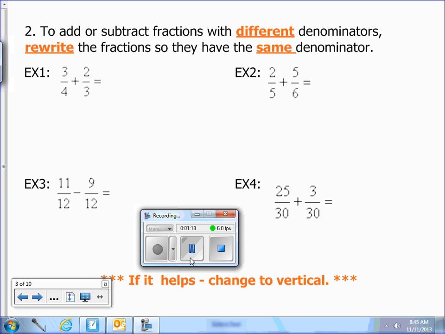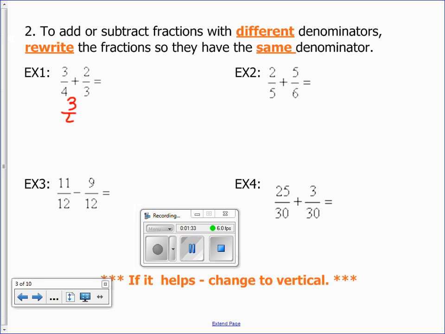So in example 1, we are going to find an LCD for these two fractions. Now, if it helps you to solve these at this time, you can work them out vertically. For example, 3/4 plus 2/3. We found the LCD for 3/4 and 2/3 to be 12. Notice that when you add 9 plus 8 is 17 over 12. We need to simplify that, and our final answer will be 1 5/12.